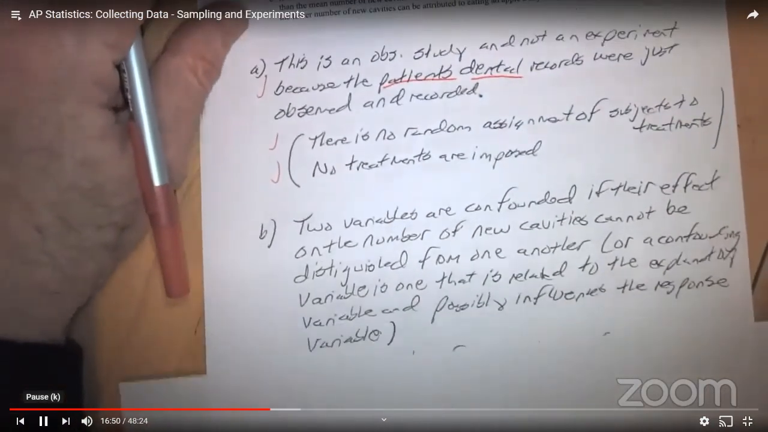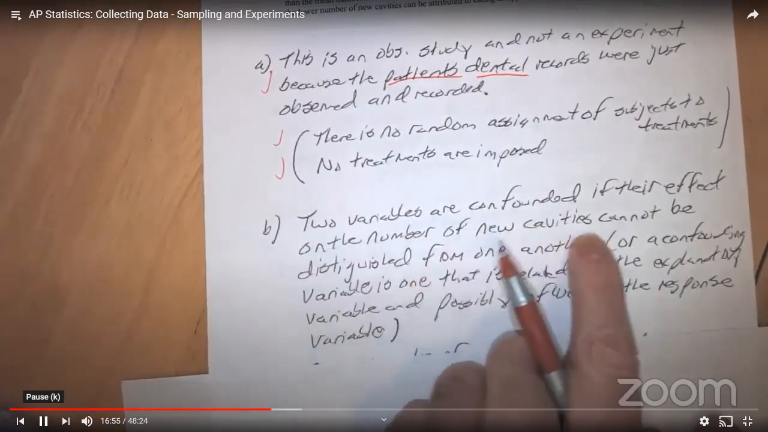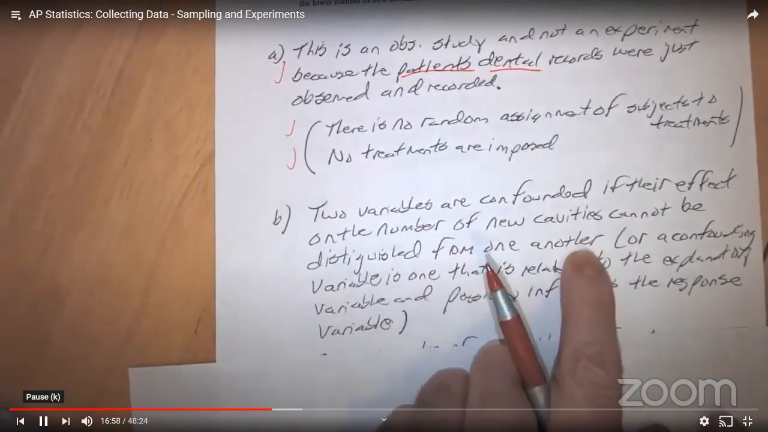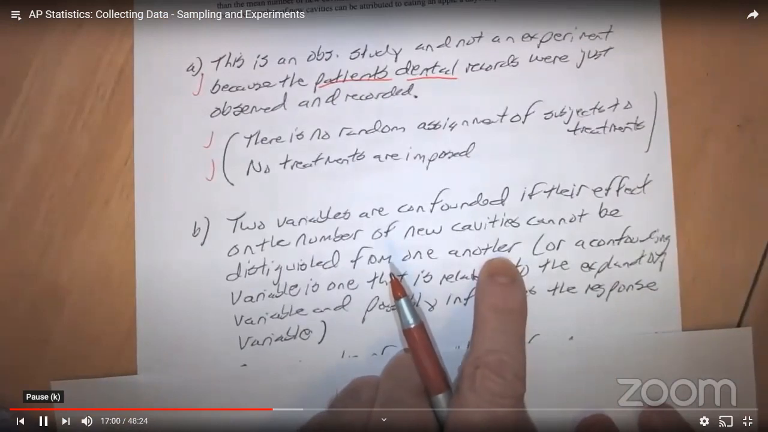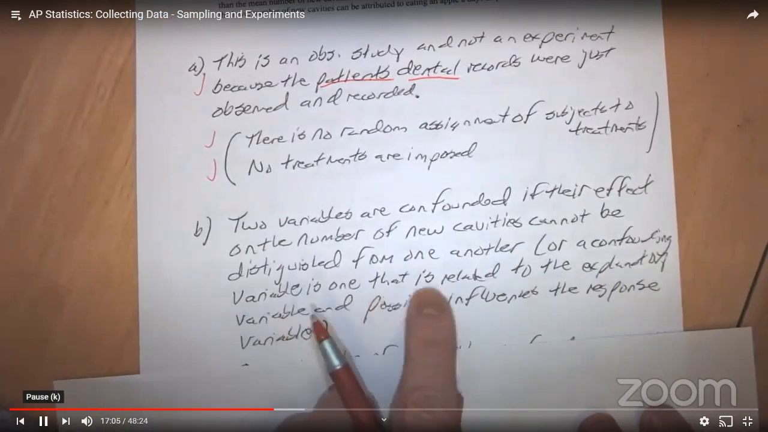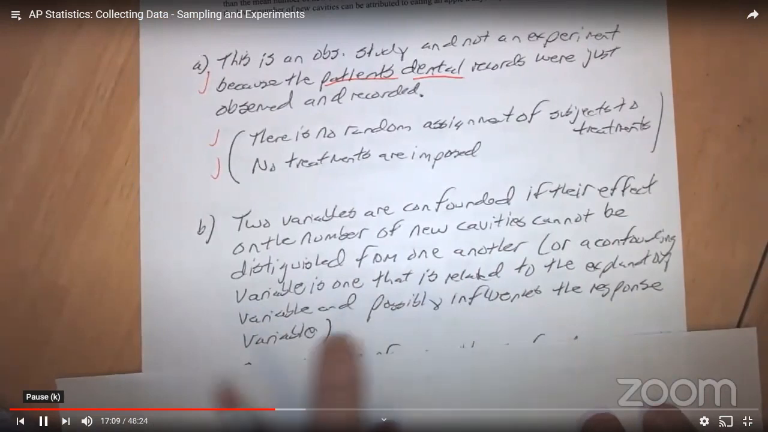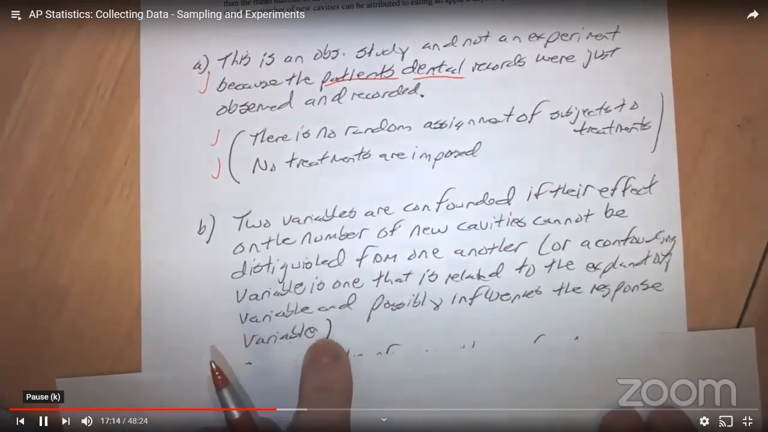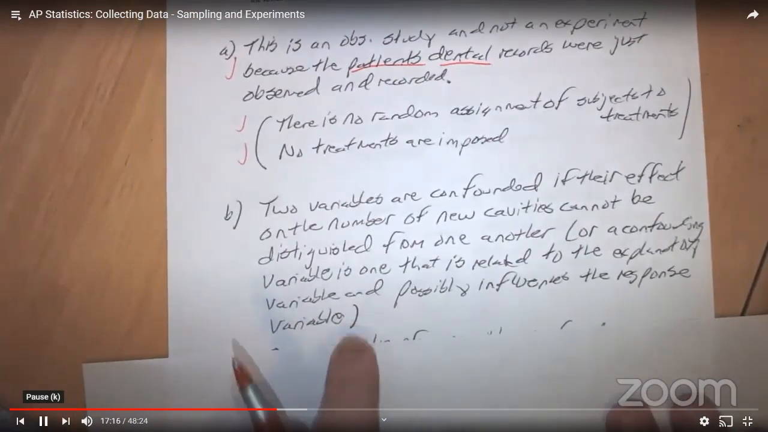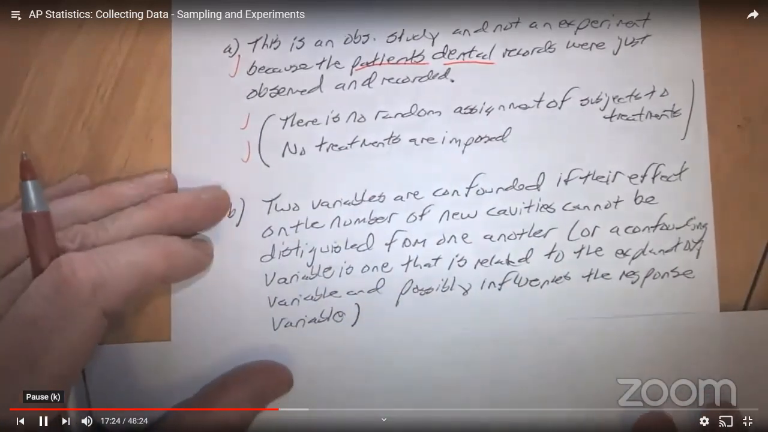So 2 variables are confounded if their effect on the number of new cavities cannot be distinguished from one another. In other words, I don't know what caused the cavities. That's one way to phrase it. Or a confounding variable is one that is related to the explanatory variable and possibly influences the response variable. I came up with 2 somewhat generic definitions of a confounding variable. Both of those are fine, and there are probably lots of other ways to correctly identify it.